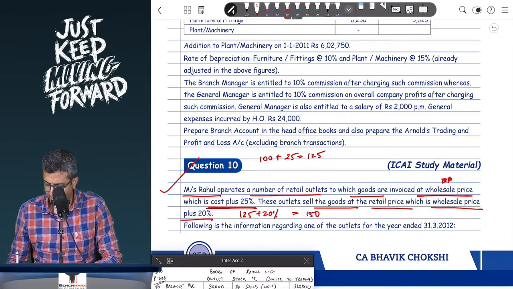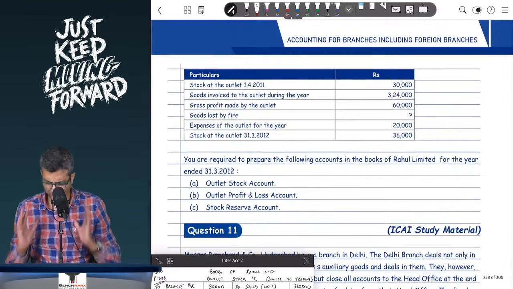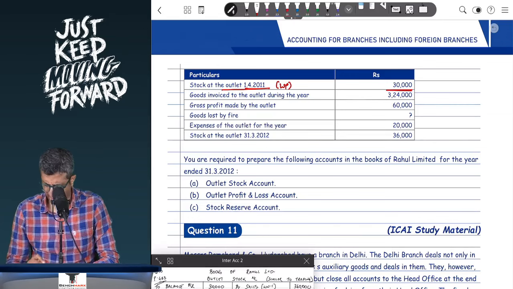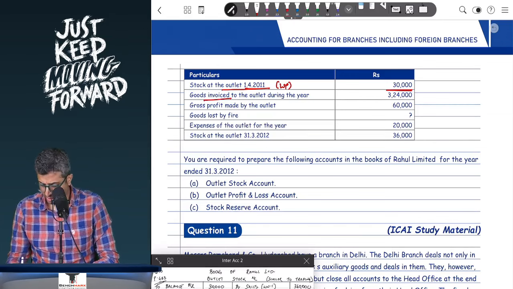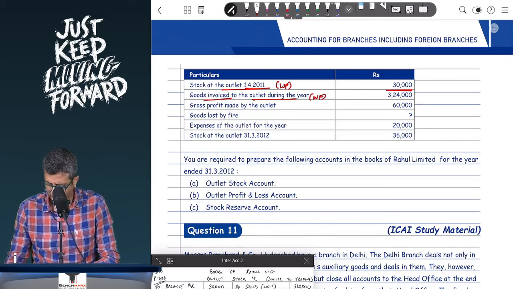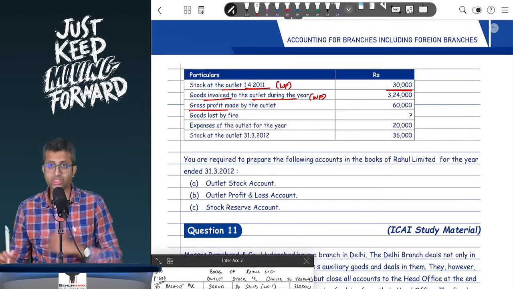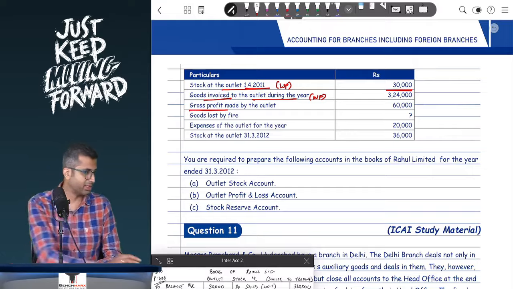Following is the information regarding one of the outlets for the year ended 31st March 12. This is for the outlet individually. Stock at the outlet at 1st April 11 is 30,000. This will in all likelihood be at the wholesale or invoice price. Goods invoiced to the outlet during the year 3,24,000. This will also be at the wholesale or invoice price as the case may be. The gross profit made by the outlet is given to you as 60,000. Now this is the gross profit which is given by the outlet.